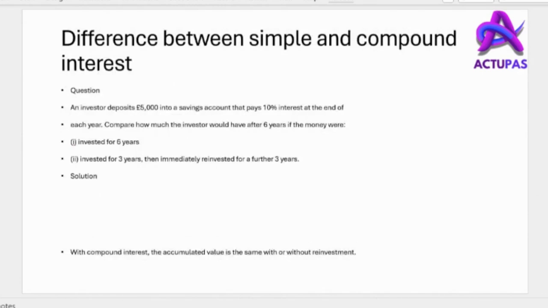Let's just do a simple example to show the difference between simple and compound interest. An investor deposits 5,000, this is the C, in a savings account that pays 10% interest at the end of each year, this is I. Compare how much the investor would have earned after 6 years, this is N. If the money were invested for 6 years, and then invested for 3 years, this is N1, and then invested for a further 3 years, N2.